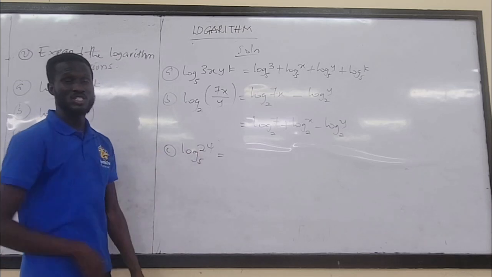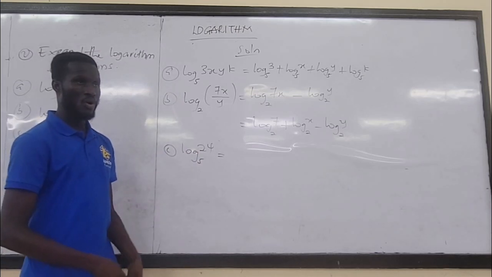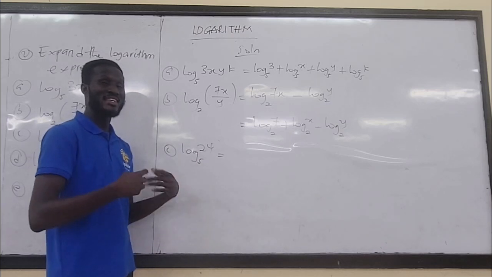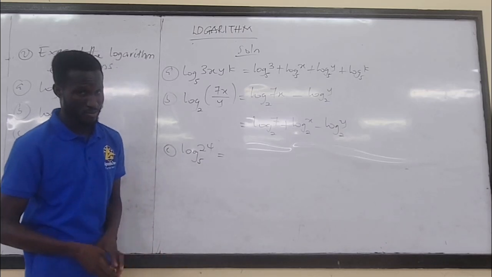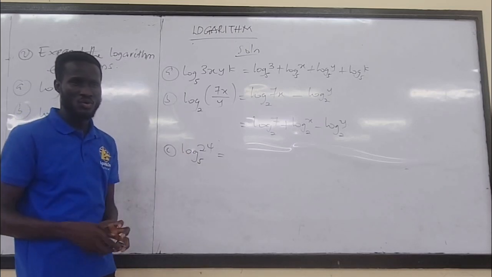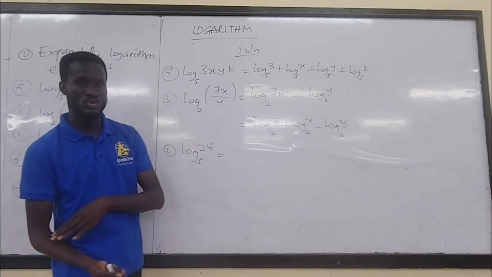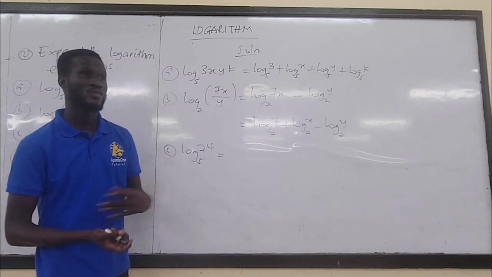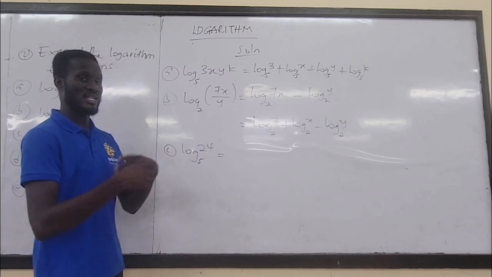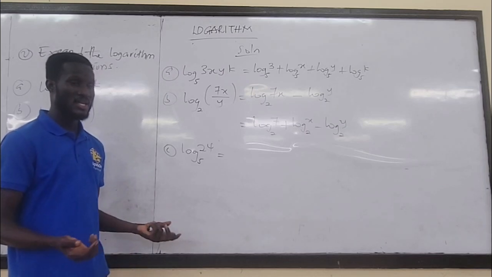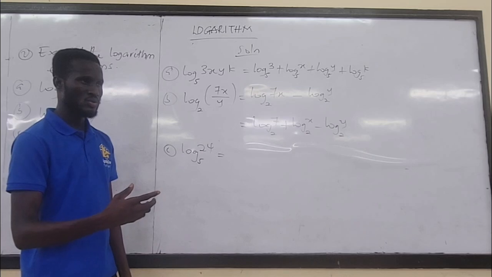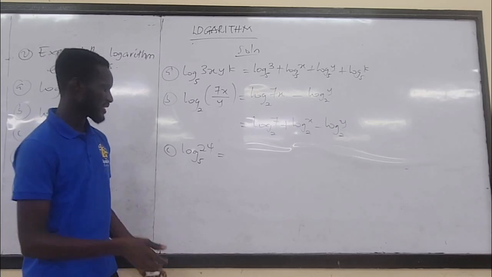Just look for numbers that can multiply to give you 24. But we can't use 1, because 1 times 24, log 1 is 0, so we still have 24. So we can use any factors of 24: 2 times 12, 6 times 4, 3 times 8. It depends on how you want to use it, and anyone using it is going to get the same answer. So for me, I want to use 8 times 3.